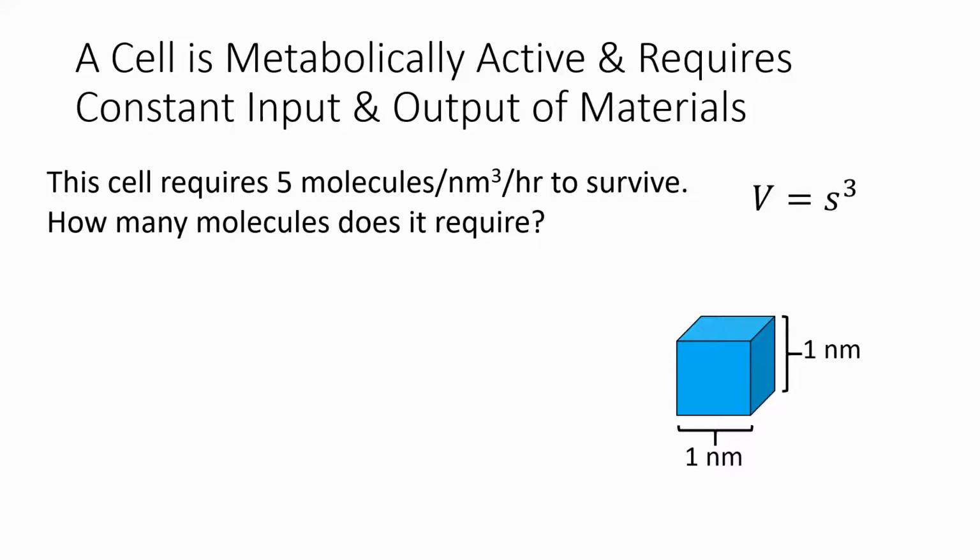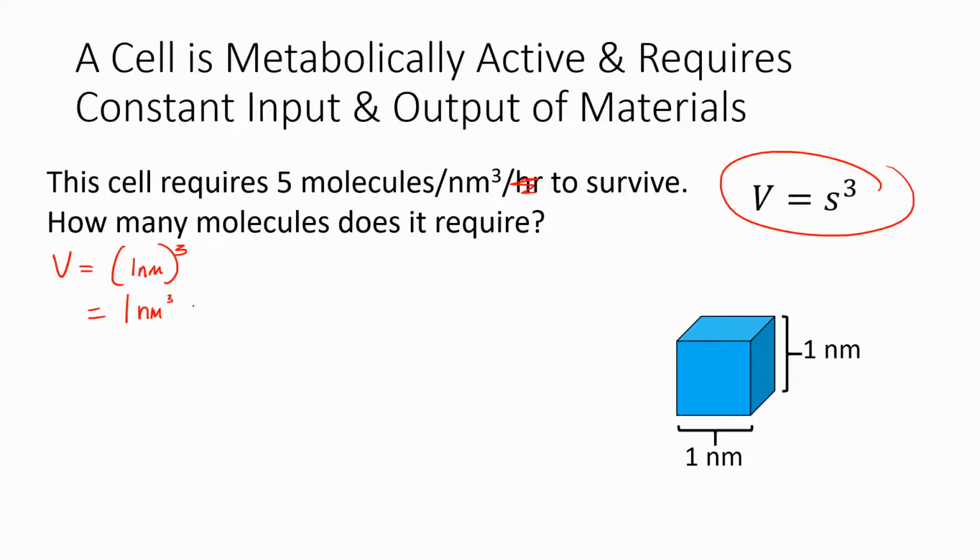So this cell requires 5 molecules per cubic nanometer of space, so remember it's volume, per hour to survive. So how many molecules does it require in 1 hour? We've got the formula for volume here, and it's got the same length of sides. So let's calculate the volume. The volume is 1 nanometer cubed. We cube everything inside there, so it's 1 cubed. 1 to any power is 1.